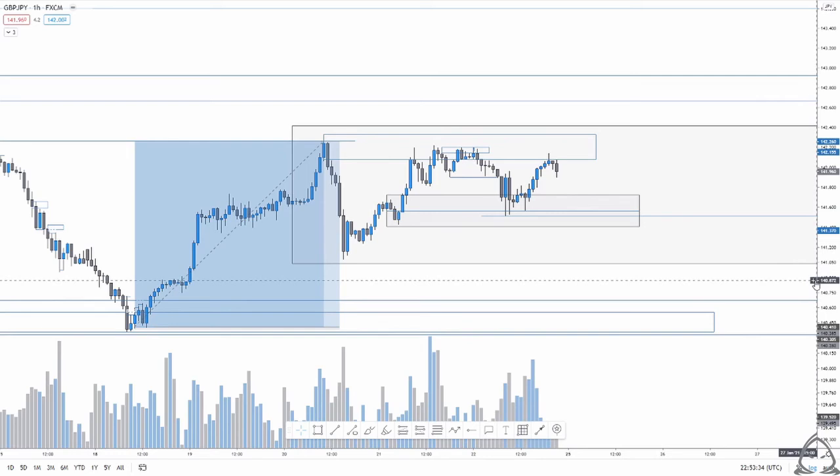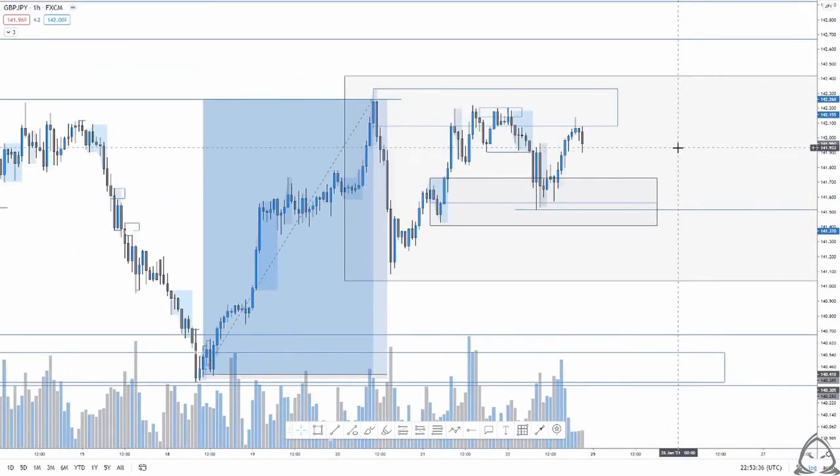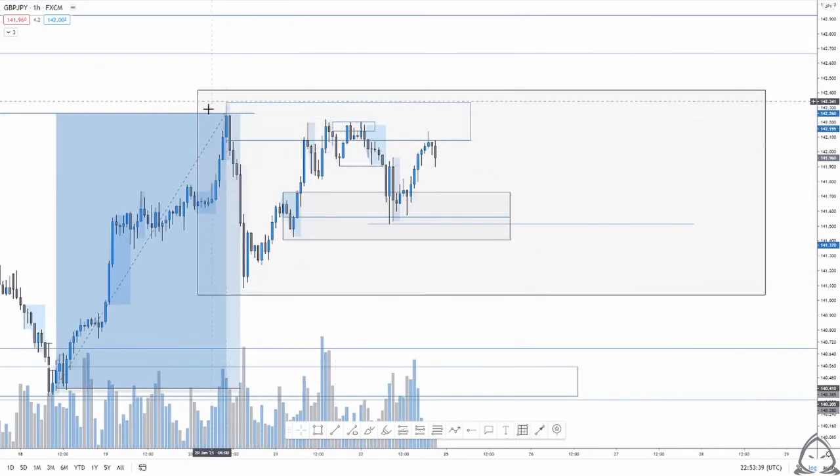So as we move into the hourly time frame, what can we start to see? So after we swept the highs, we pushed down, created some substructure areas around here.